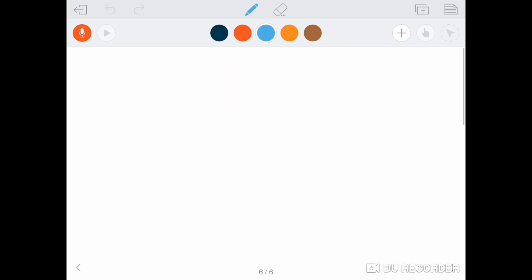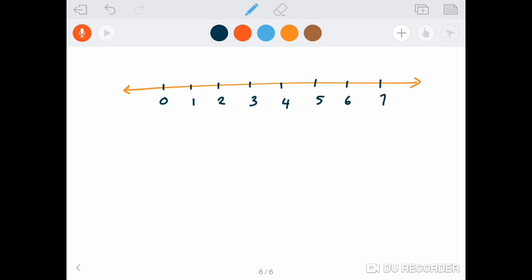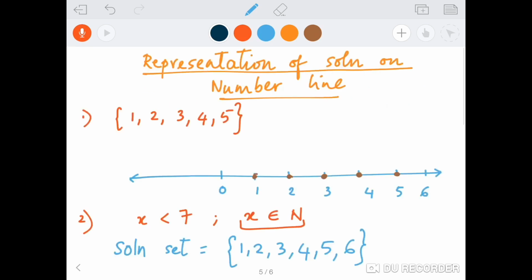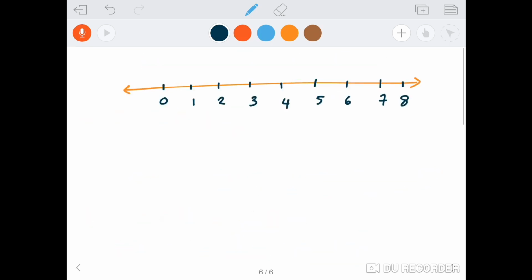Now let us put all that together. Once we put all that together, let's draw the number line. Remember, we need to represent all natural numbers that are less than 7. So I'm going to write a few numbers on the number line. And then I'm just going to highlight all the numbers that I'm supposed to, which is going to be 1, 2, 3, 4, 5 and 6.